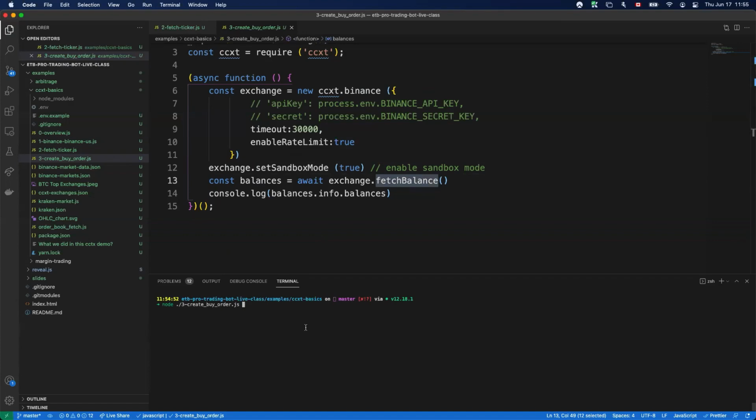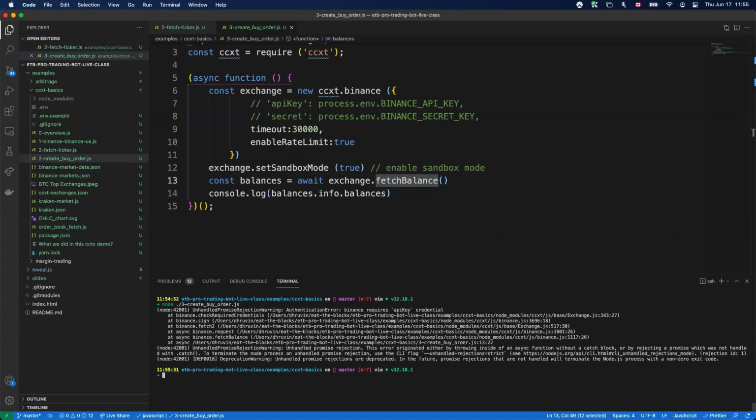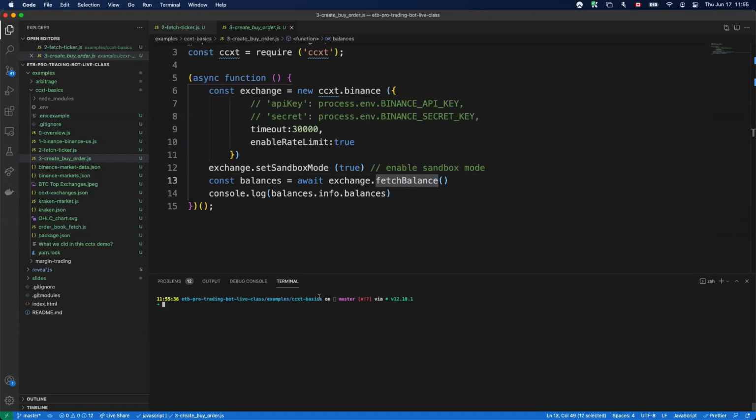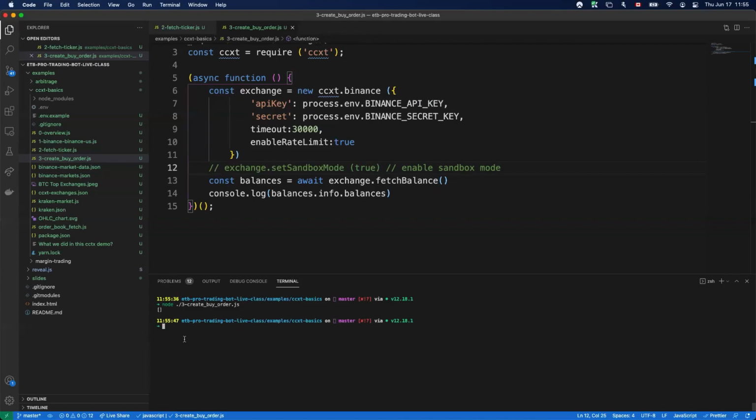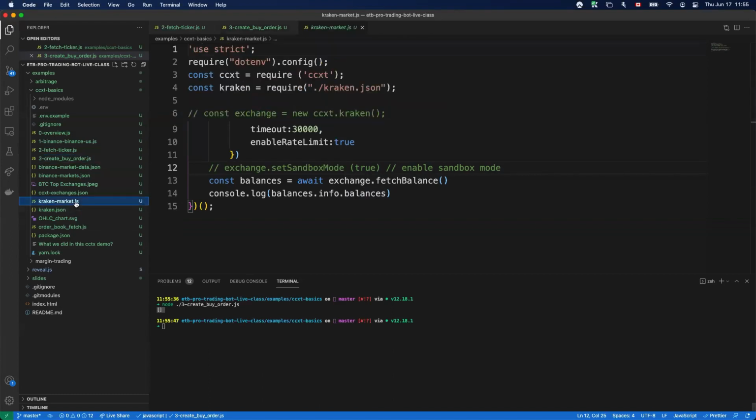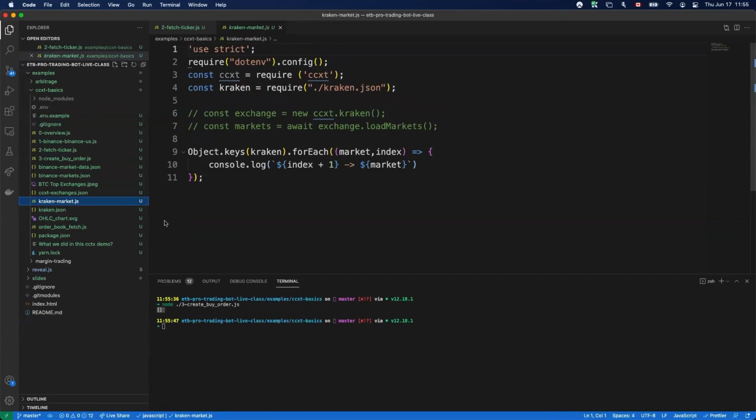We're using the sandbox mode, but it sometimes doesn't really work because the API key gets outdated. So let's try to use the API for the actual production testnet and then run this code. You'll get an empty error just because I don't have any balance. However, you want to create an order on Kraken, for example.